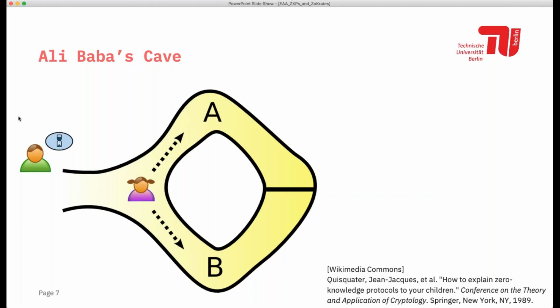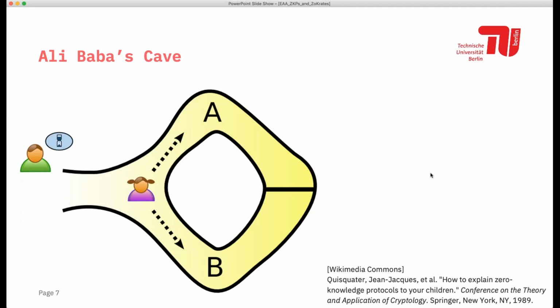So the question is, how can we design a protocol here so that Bob is convinced of the fact that Alice knows the secret keyword, but does not learn the keyword in the process? Any ideas in chat? Oh, someone's posting in the question section. Very good. Okay, so it goes in the right direction, I think.